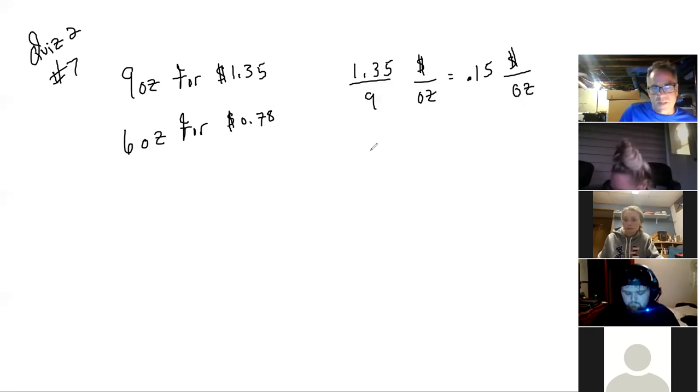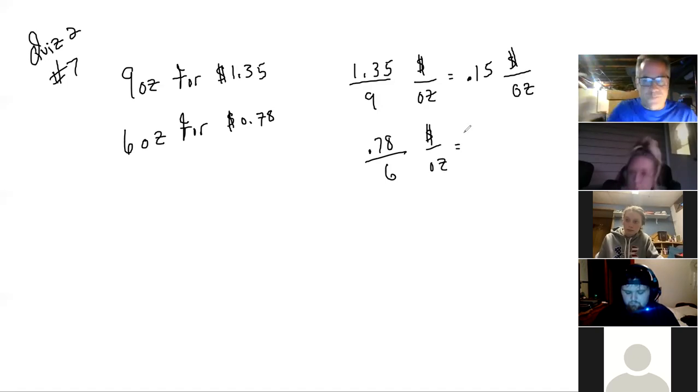Then I would do the same thing, $0.78 divided by 6 ounces. Now, generally, the rule is that if you're buying something, the more you buy, the less per unit it is, generally speaking. But you can't always bank on that. 0.78 divided by 6, though, does work out to be $0.13 per ounce.